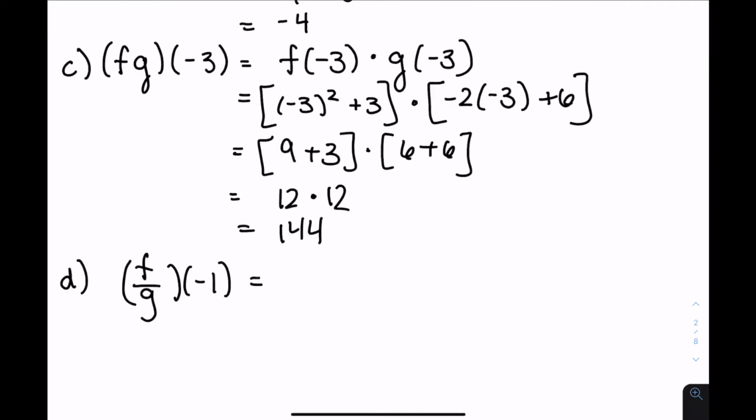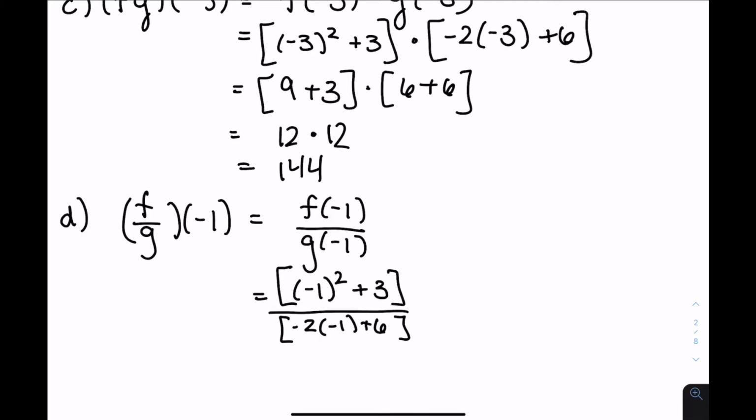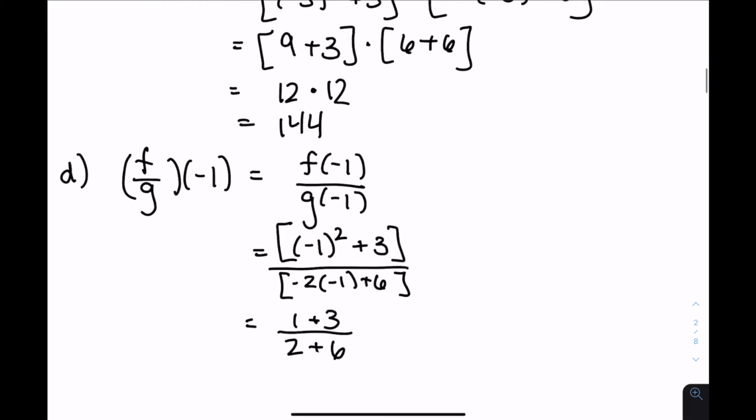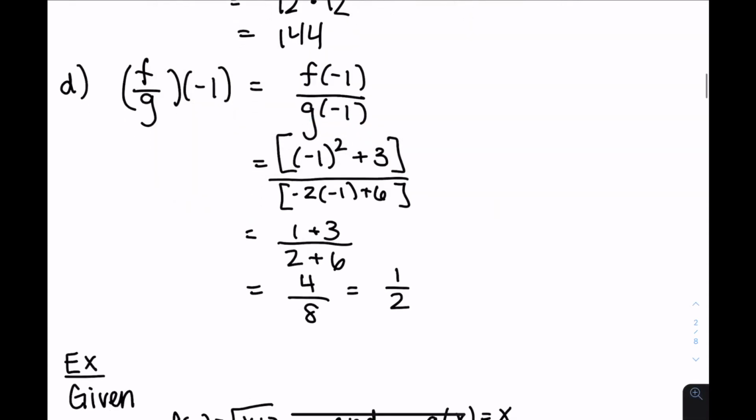So for f over g evaluated at negative 1, we're going to take f evaluated at negative 1 divided by g evaluated at that. So f evaluated at negative 1 is negative 1 squared plus 3. g of negative 1 is negative 2 times negative 1 plus 6. So cleaning this up, it's 1 plus 3 over 2 plus 6, or 4 over 8, which you can simplify. It is just 1/2. Okay, but if you left it as 4 over 8, that's okay too.